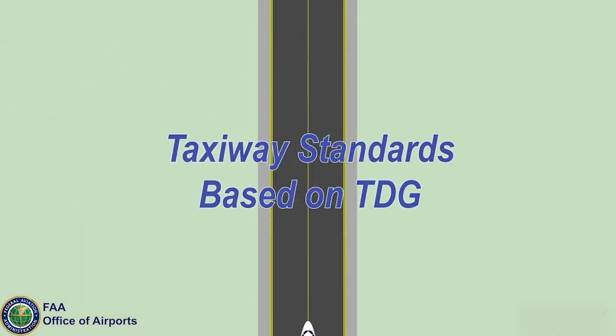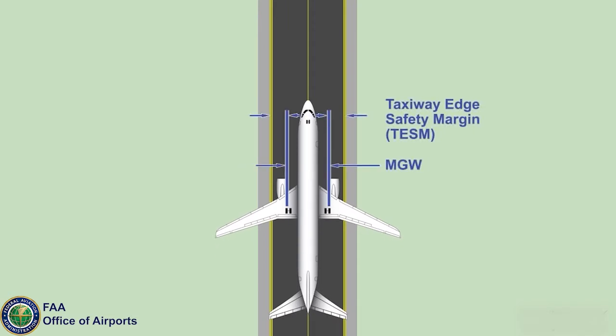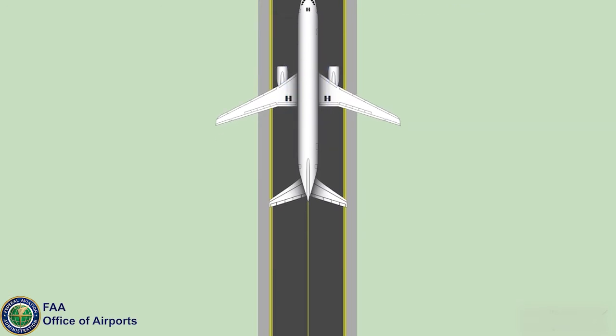Taxiway standards based on TDG include Taxiway Edge Safety Margin, or TESM, shoulder pavement width, and taxiway width. The TESM provides a safety buffer from the outer edge of the MGW to the taxiway edge to account for the aircraft wandering from the taxiway centerline. AC 150/5300-13 Airport Design provides the standards for each TDG group.